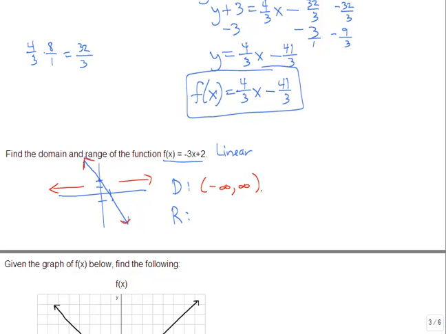Now let's find the range. The range, you want to look up and down. So how far low do I go and how far up do I go? And again, because of those arrows, we continue to go down and we continue to go up. So the range here is all real numbers as well. So for a linear function, your domain and your range are all reals.